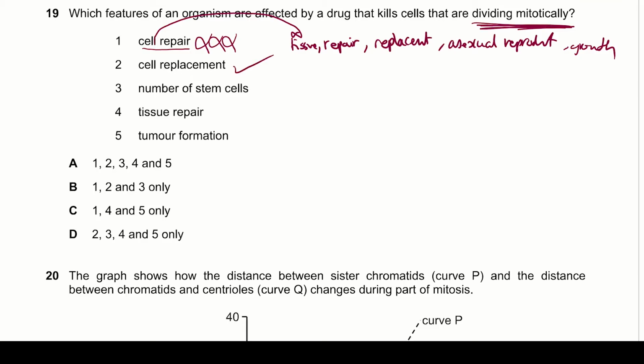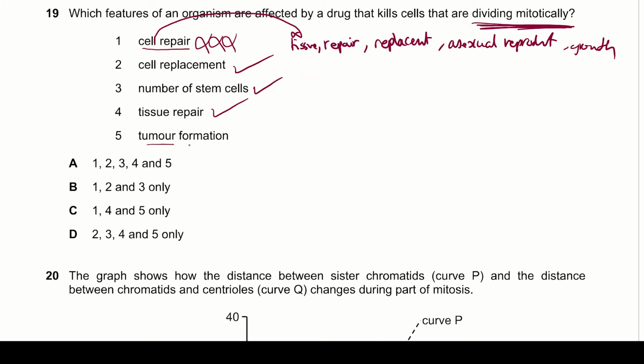This is correct. 3. Number of stem cells. Number of stem cells is correct because these are the most rapidly dividing mitotically cells. So this is also correct. 4. Tissue repair. Yes, we just mentioned that.